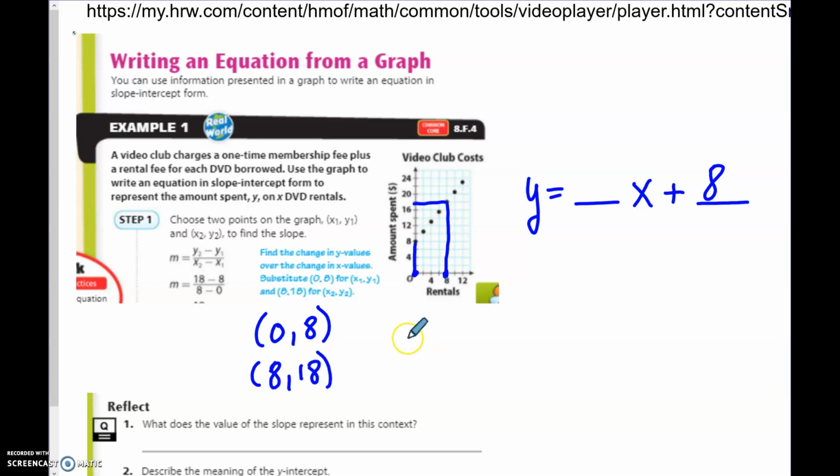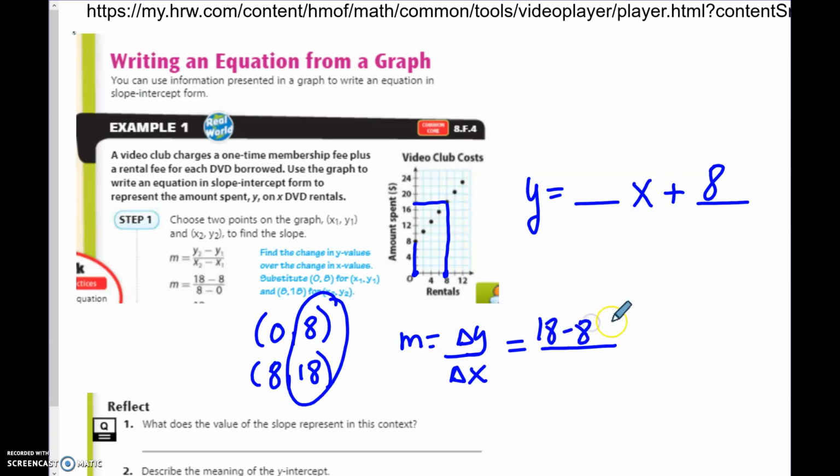So to remember, to find slope, it's your change in y over your change in x. So your change in y, remember change means subtract. So we're going to take 18 minus 8, and then we're going to do 8 minus 0 on the bottom. So 18 minus 8 is 10, and 8 minus 0 is 8. So divide by 2, we have 5 over 4.